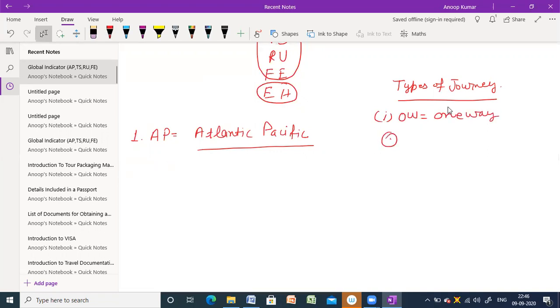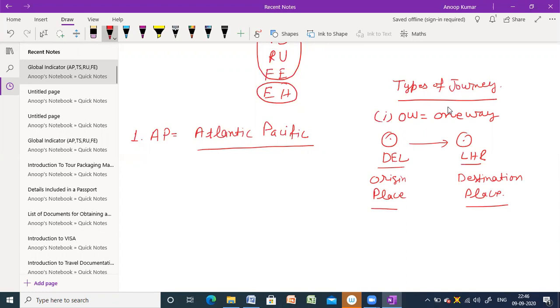For example, a flight is going from Delhi to London, LHR. In this case, Delhi is the origin place and London is the destination place. If any flight is going from origin to destination and is not coming back to its origin place, that particular journey is called one way.